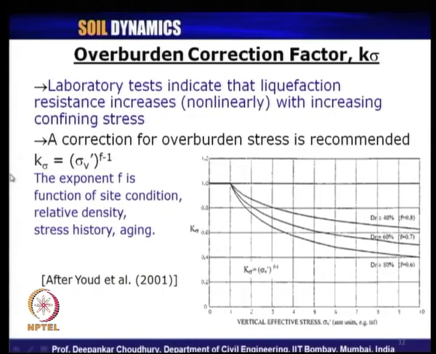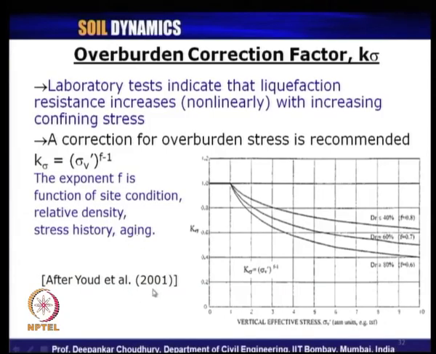So, what is the correction factor recommended for this overburden stress? K sigma is given by sigma V dash to the power f minus 1. What is sigma V dash? It is the effective vertical stress at the particular depth where you are computing the CRR or where you are computing the factor of safety against liquefaction. And what is this exponent f? This exponent f is a function of site condition, relative density, stress history and aging.